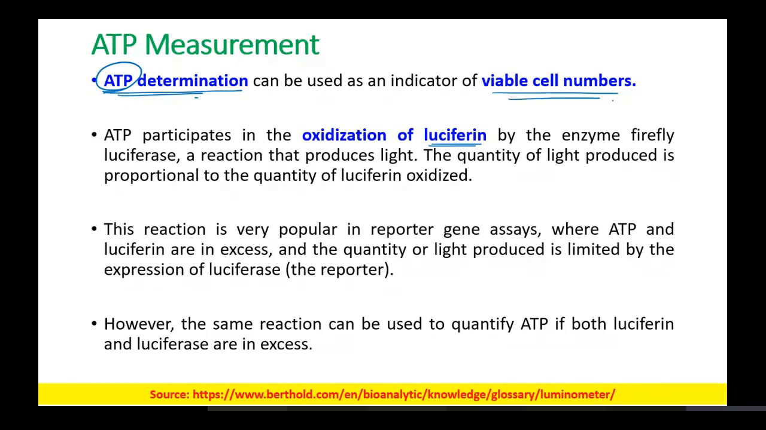If ATP is low, you will be getting a lower amount of light. Now, if you see, this reaction is very popular where ATP and luciferin are in excess, and the quantity of light produced is limited by the expression of the luciferase enzyme in the conventional one. However, the same reaction can be used to quantify ATP if both luciferin and luciferase enzyme are in excess.